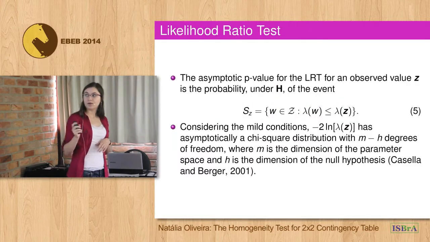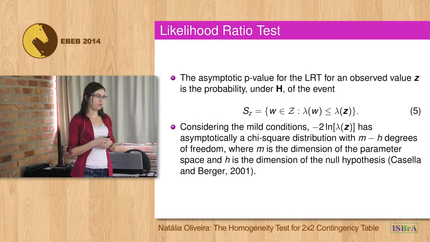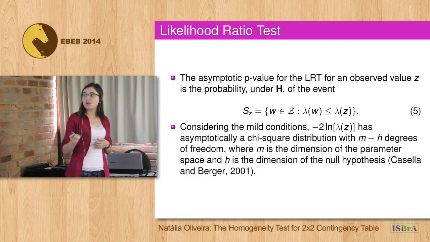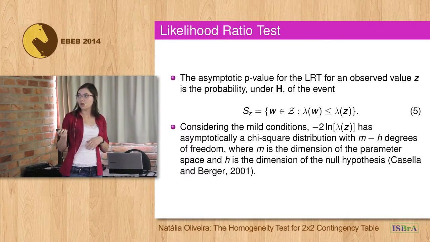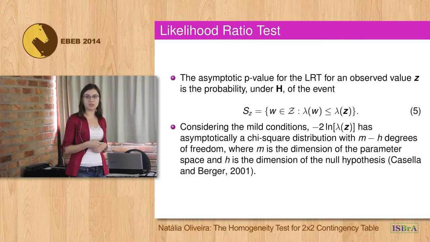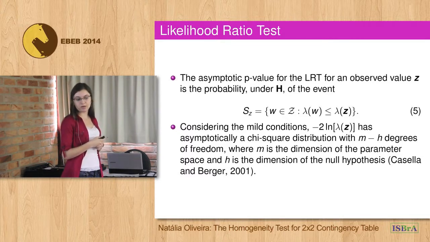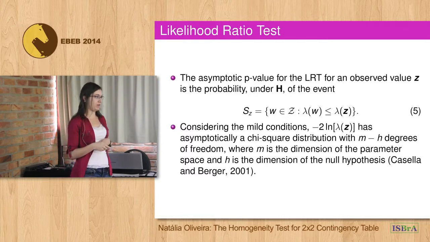Now the likelihood ratio test, which was our first attempt to construct an exact p-value for. We have the same test statistic we defined before, and considering mild conditions, minus 2 log of the statistic has a chi-square distribution with m minus h degrees of freedom, m being the dimension of the parameter space and h the dimension of the hypothesis.